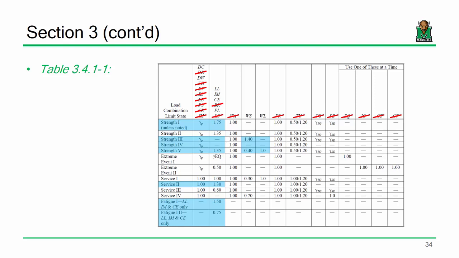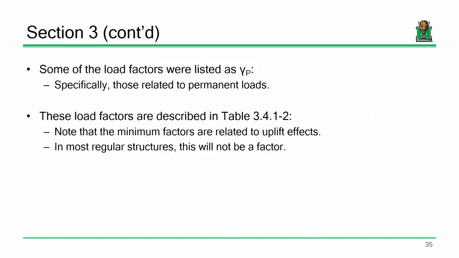I knocked out anything that had to do with curvature, with pre-stressed, any limit states we didn't need to consider. Breaks up pretty easily, right? The blue stuff, the shaded stuff, that's the only stuff we really need to consider, okay? The only thing we haven't really explained are these gamma sub P's, okay?